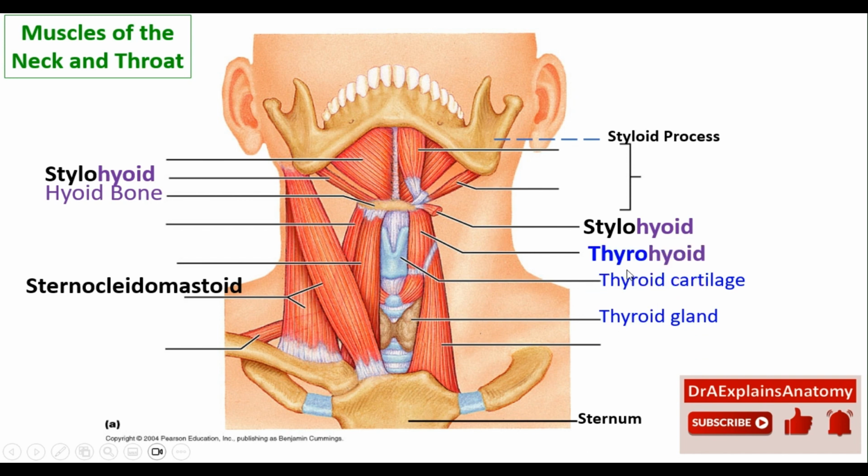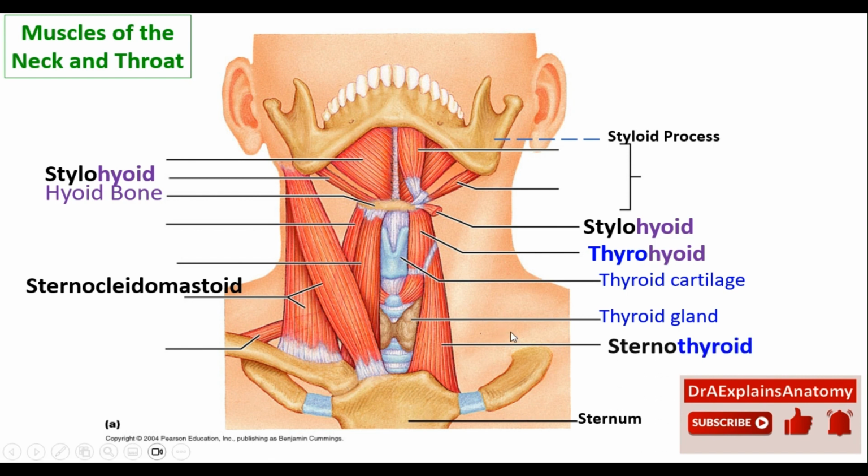Moving to the thyrohyoid muscle. Thyro from the thyroid cartilage. This right here is the thyroid cartilage. Thyrohyoid runs between the thyroid cartilage and the hyoid bone.